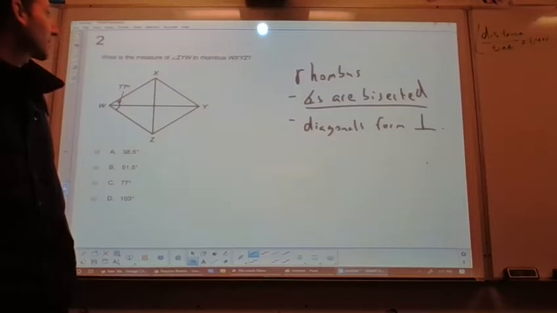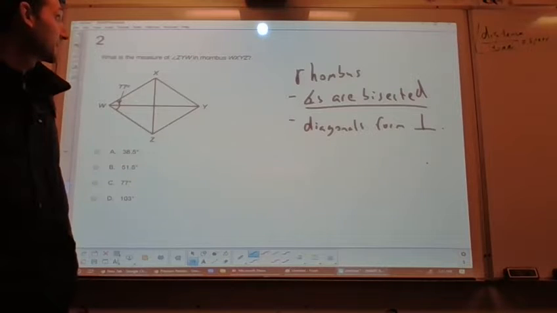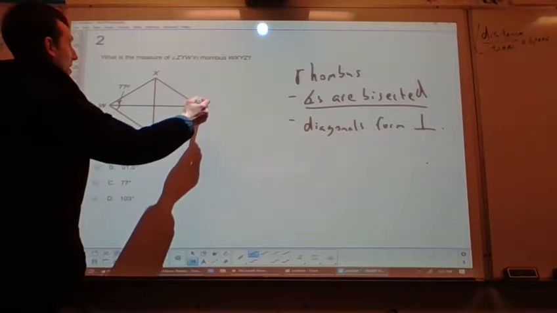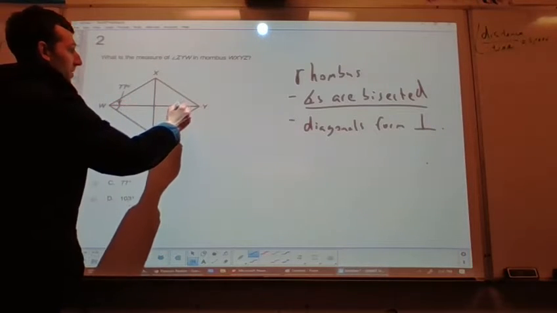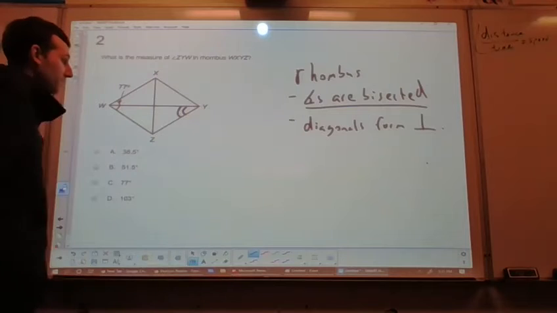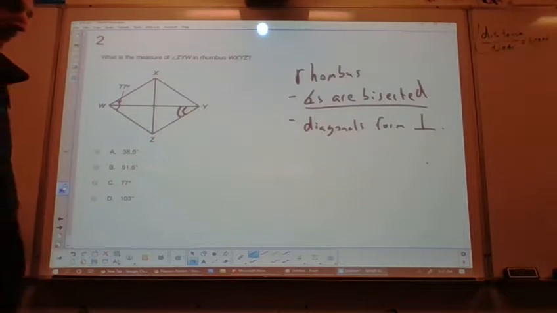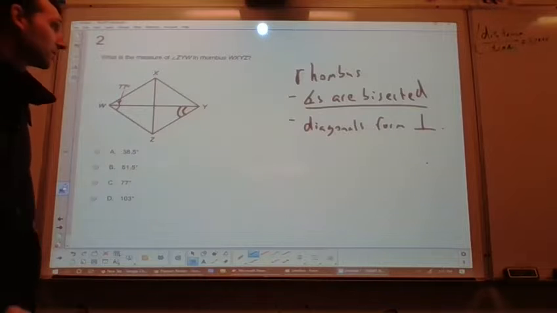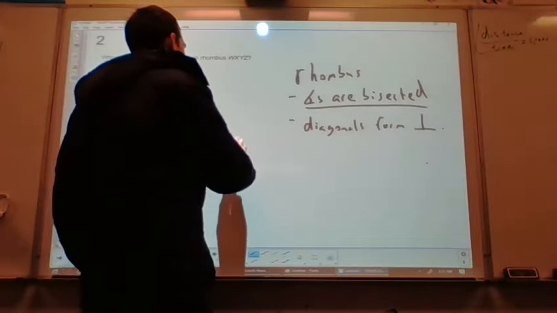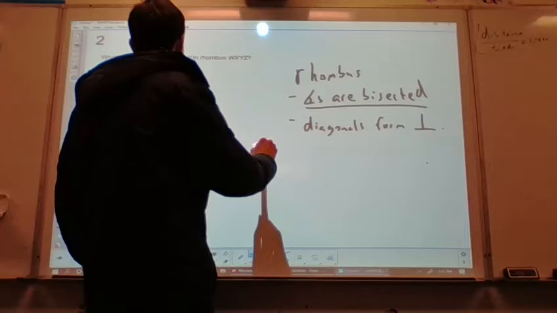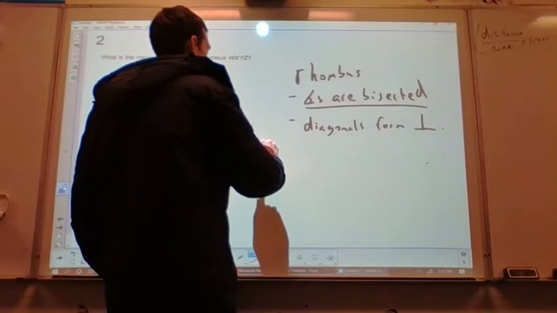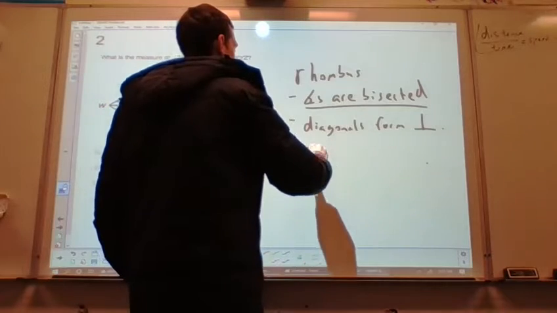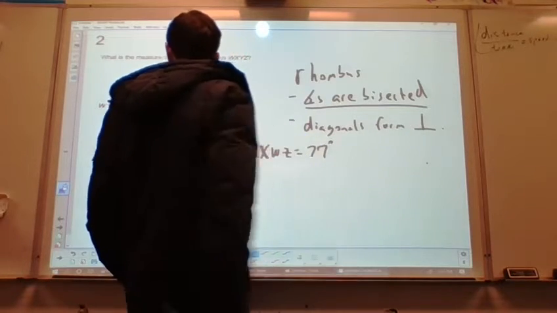All right, now we can actually figure out Z, Y, W here. So Z, Y, W, looking for this angle here. So we know the measure of angle XWZ is equal to 77 degrees.